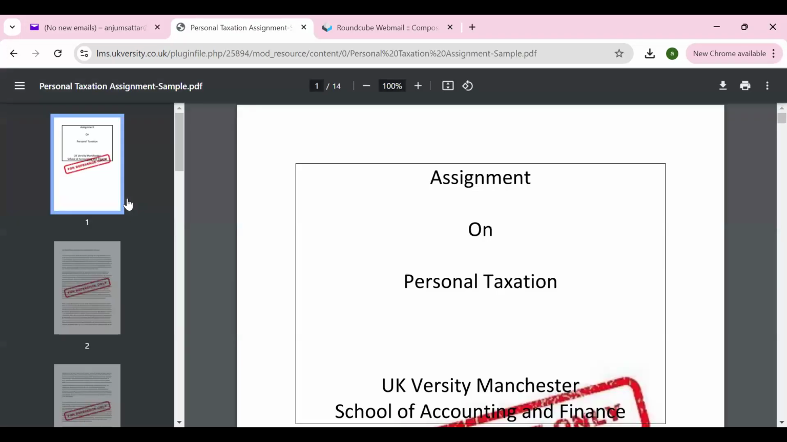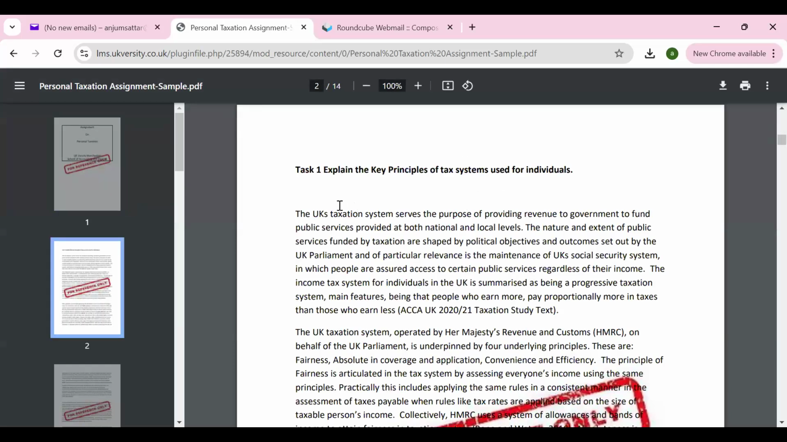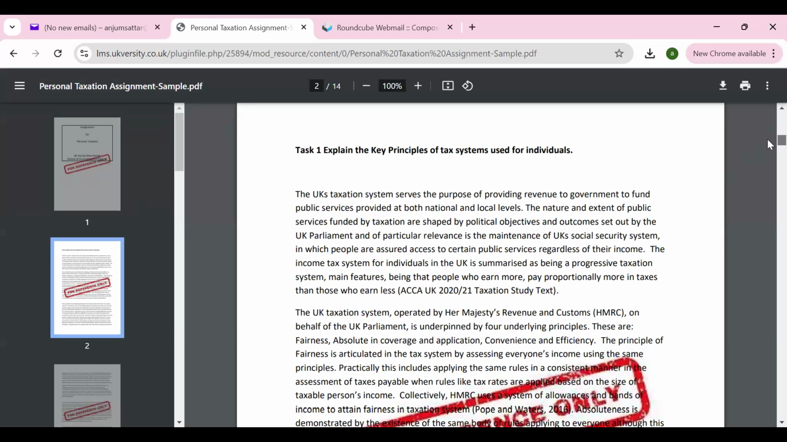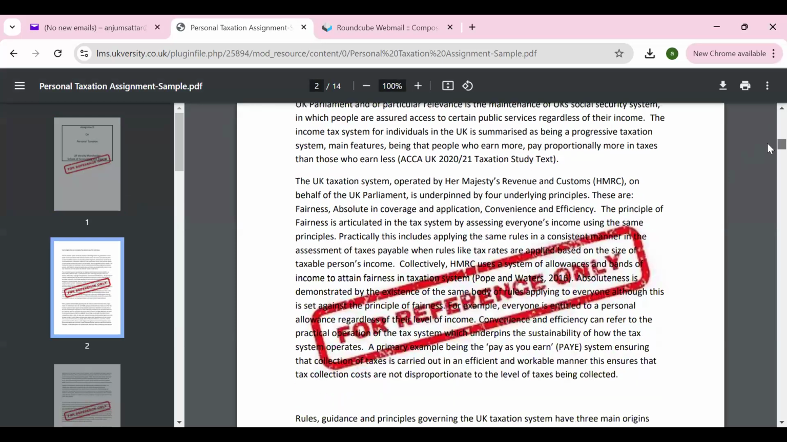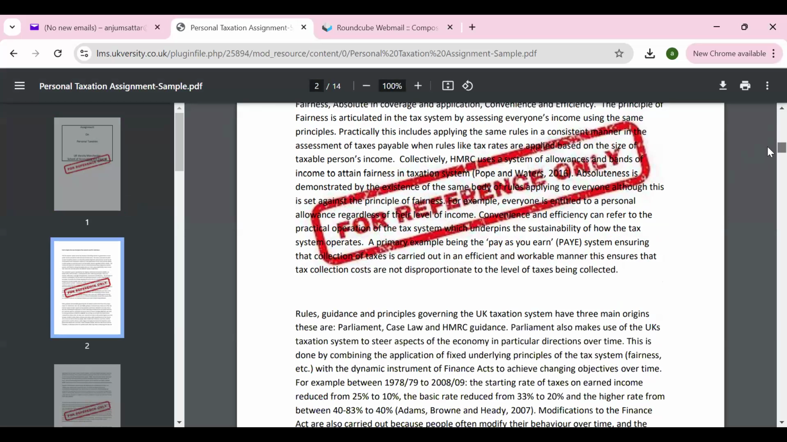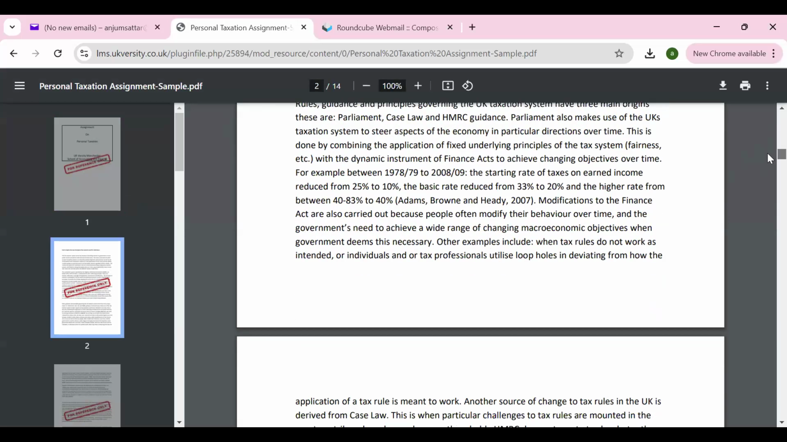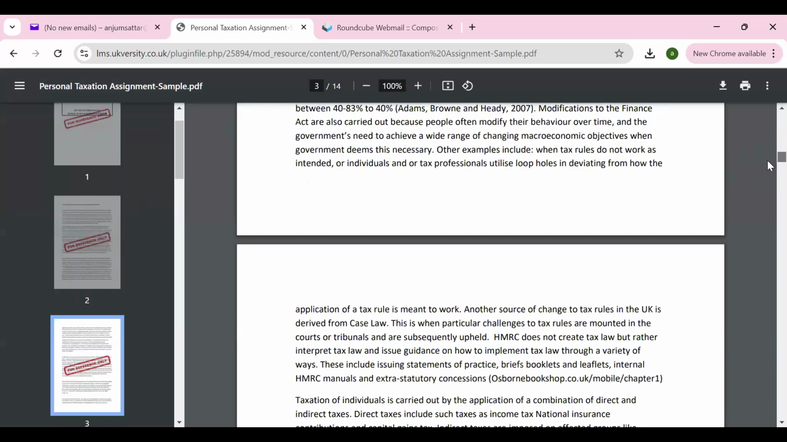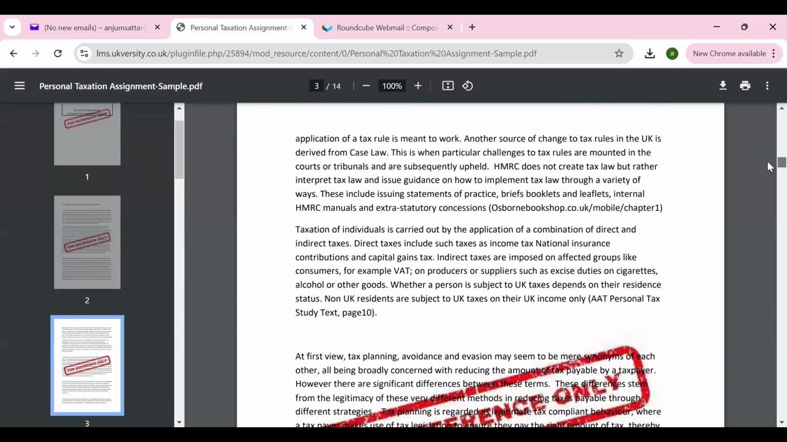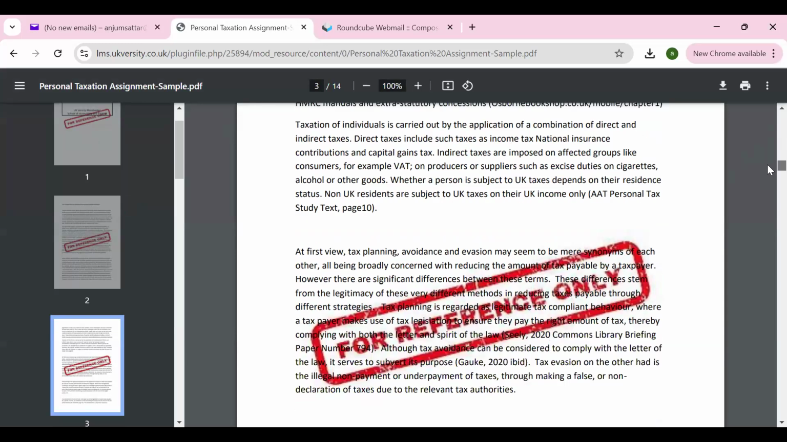So if you look at this sample assignment, we've been given the taxation system, different revenue to the government. Of course, tax is the biggest revenue, with different types of taxes. Parliament, of course, passes bills. We have HMRC, which manages the tax, all the tax legislation, rules and regulations. So you will see the guidance there. Please make sure that wherever you get the information, it should be referenced.